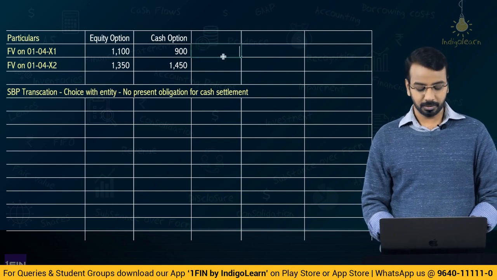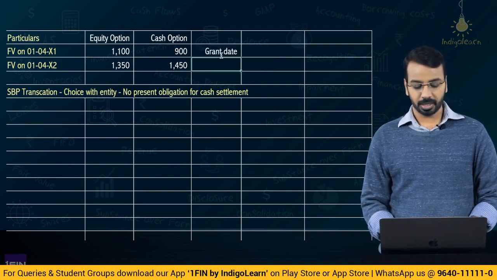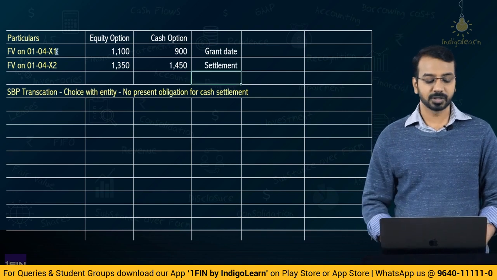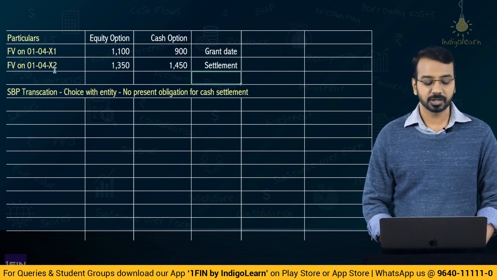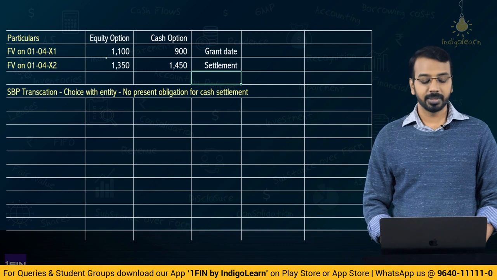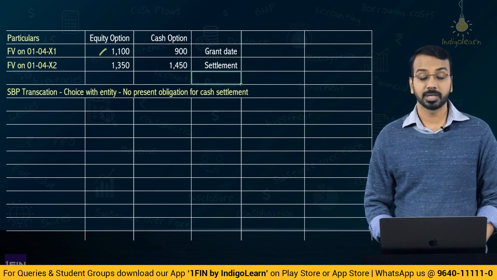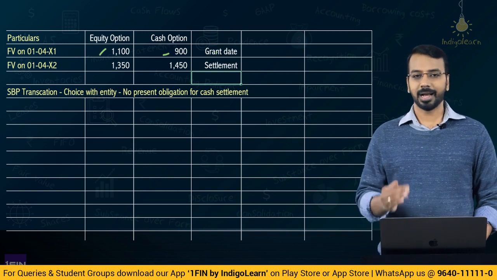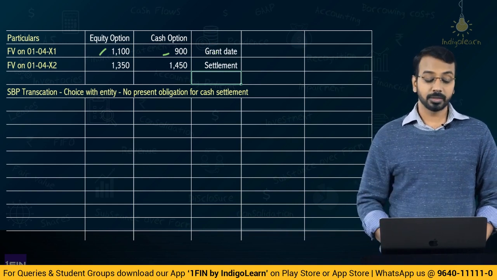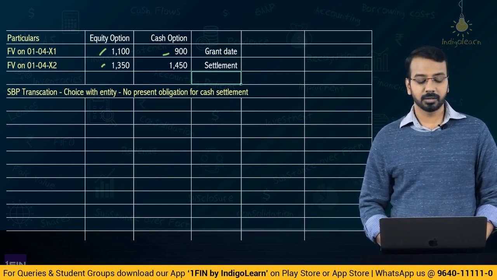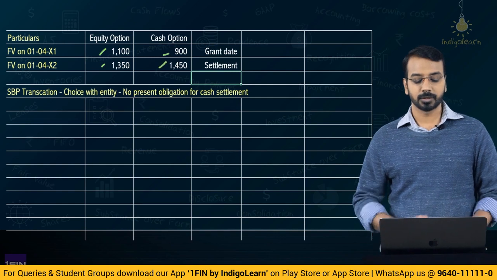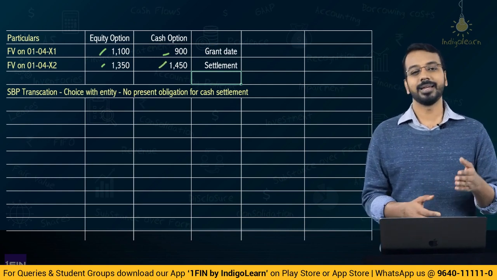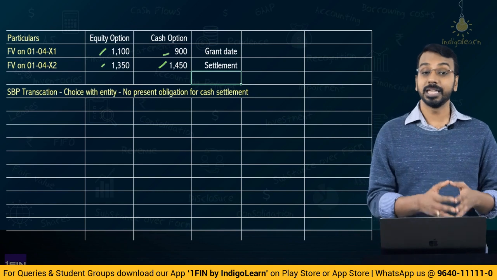This is the grant date, and this is the settlement date. Grant date is 1st of April of year 1, settlement date is 1st of April of year 2, and we have been given the fair value under the equity option as 1100 and the cash option as 900 on the grant date. On the settlement date, the equity option is 1350 and the cash option is 1450. So, this is a scenario where the entity will account for this as the equity option.